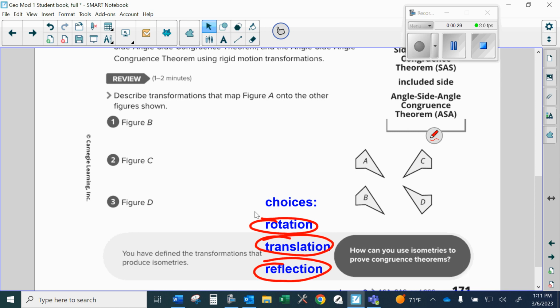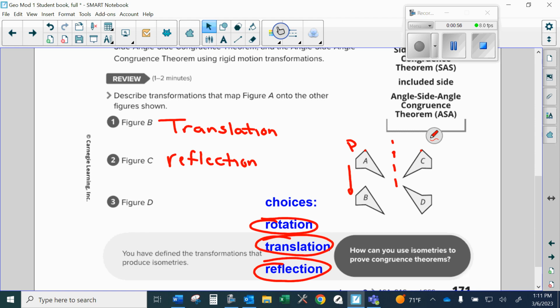So figure A is the pre-image, and number 1 is asking how to get to B. That would be a translation, just slid down. How do you get from A to C? That would be a reflection over that line. To do that, you find two corresponding midpoints. If I take that point, find the midpoint, that point, find the midpoint, and there's my line of reflection.